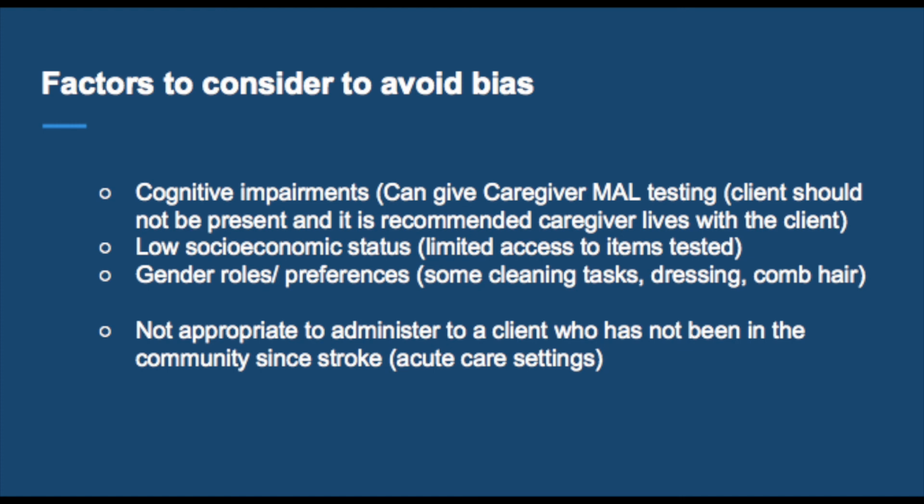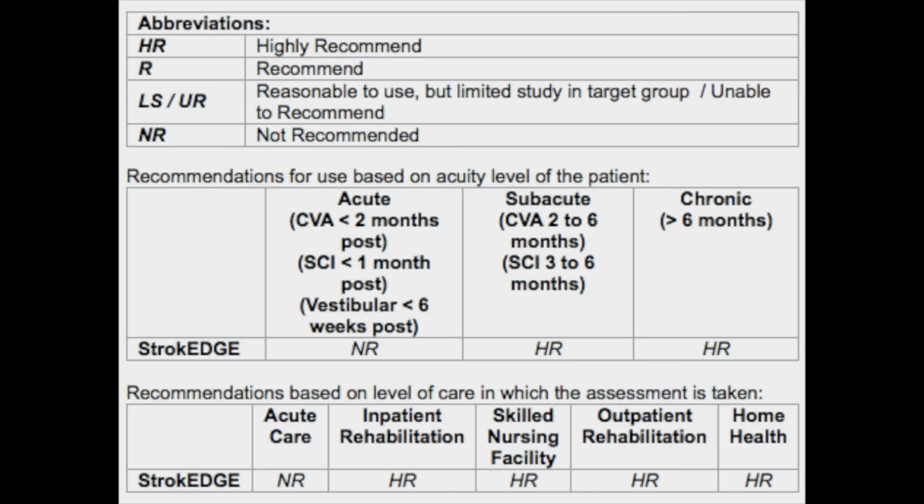So some of these tests are related to cleaning or dressing, and especially for our elderly clients who have more strict or traditional gender roles, these might not apply. And then lastly, we must consider that it's not appropriate to administer this to a client who has not been in the community since their stroke. So this is a chart here from Rehab Measures that further explains this idea. It is not recommended to use with someone who's in an acute care setting, and it is recommended for inpatient, skilled nursing facility, outpatient, and home health. And this is because of the type of items that we are asking the client to report about. They would not be exposed to those in an acute care setting.